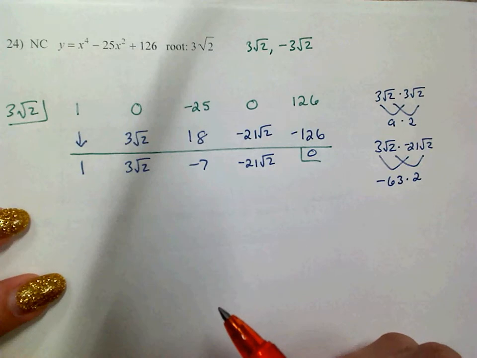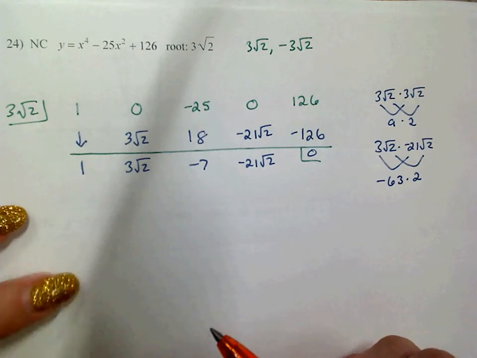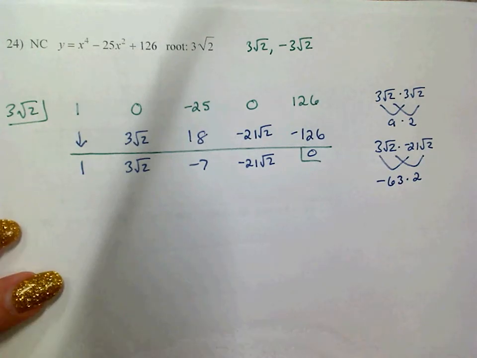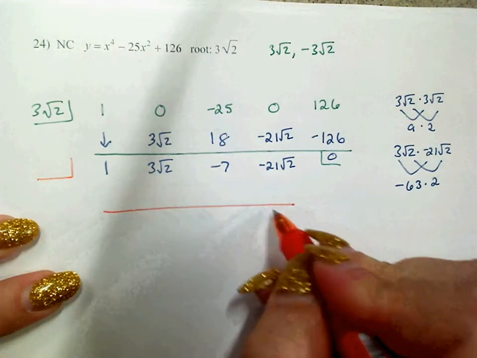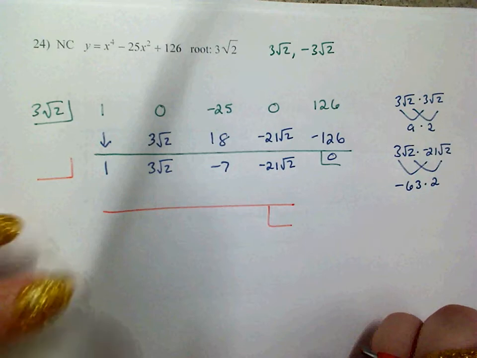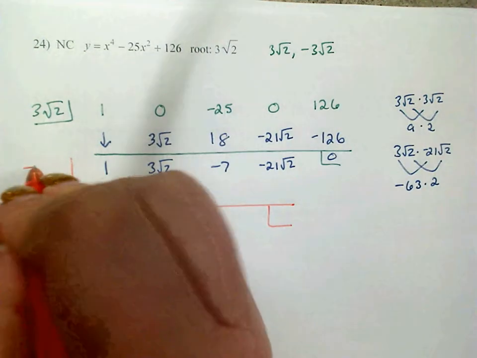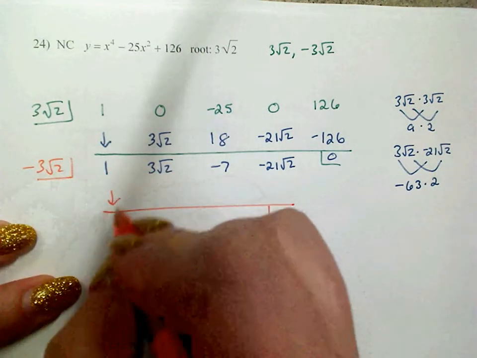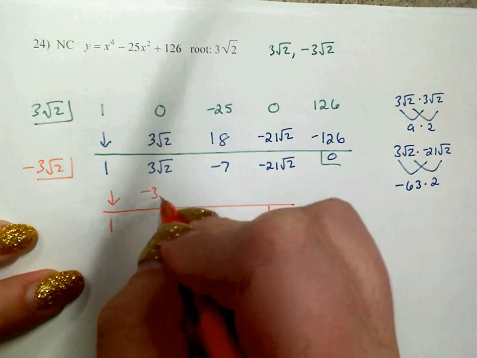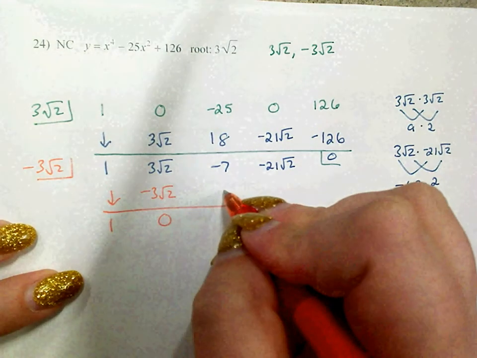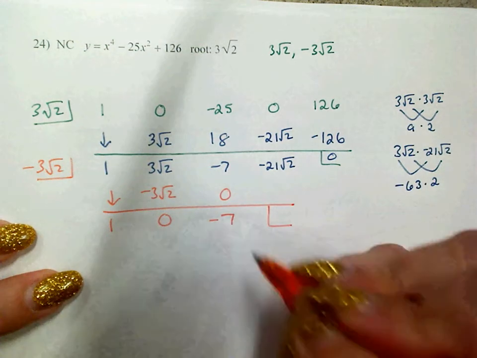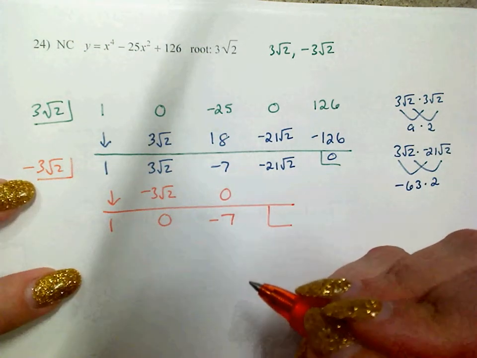All right, what do I put underneath here? Negative 3 root 2. So I'm going to drop the 1. 1 times negative 3 root 2 is negative 3 root 2. What do I get? 0. Anything times 0 is? Add negative 7. Negative 3 root 2 times negative 7? Positive 21 root 2. Remainder, 0.